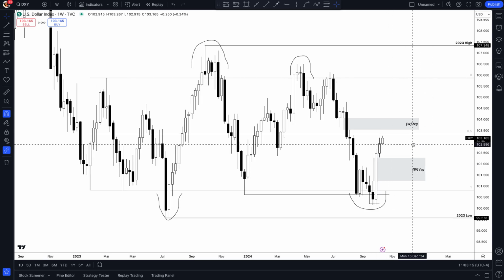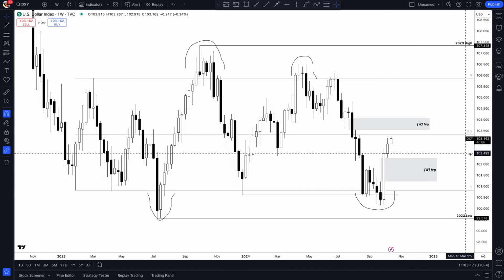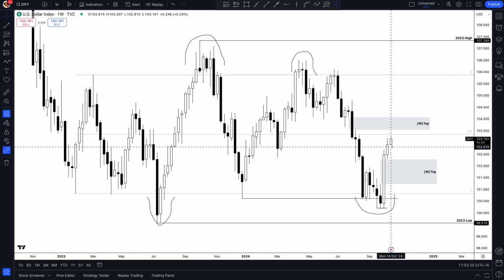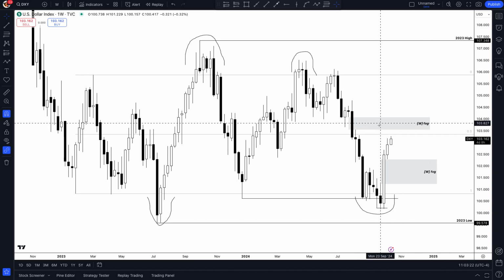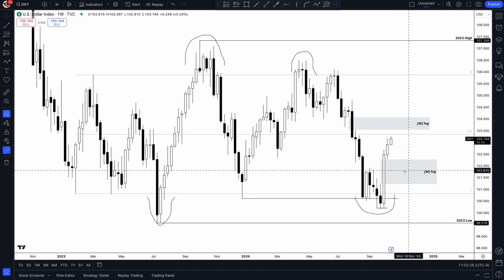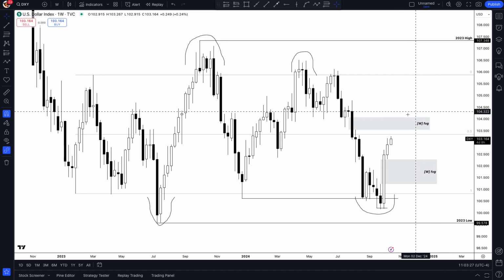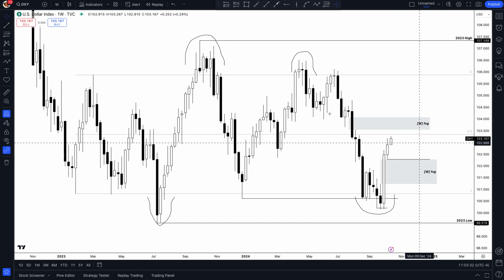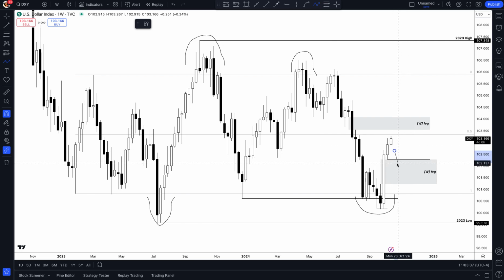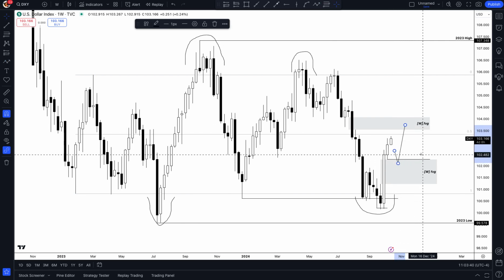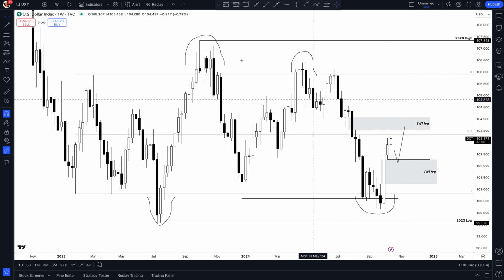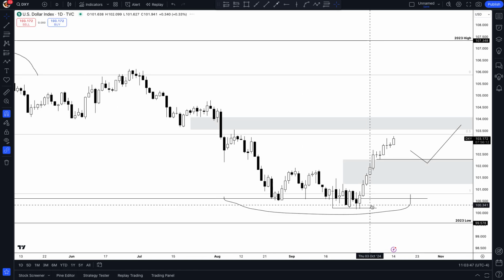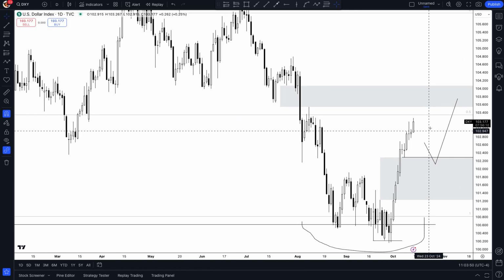So my draw on liquidity, or my 2 points of interest that I'm currently looking at right now, is this weekly fair value gap that we have above, and then also this weekly fair value gap below. So ideally what I wanted to see was price raid the previous week's low and then go higher towards that weekly fair value gap. I wanted to see some type of retracement, just because we've had mostly just straight continuations to the upside.